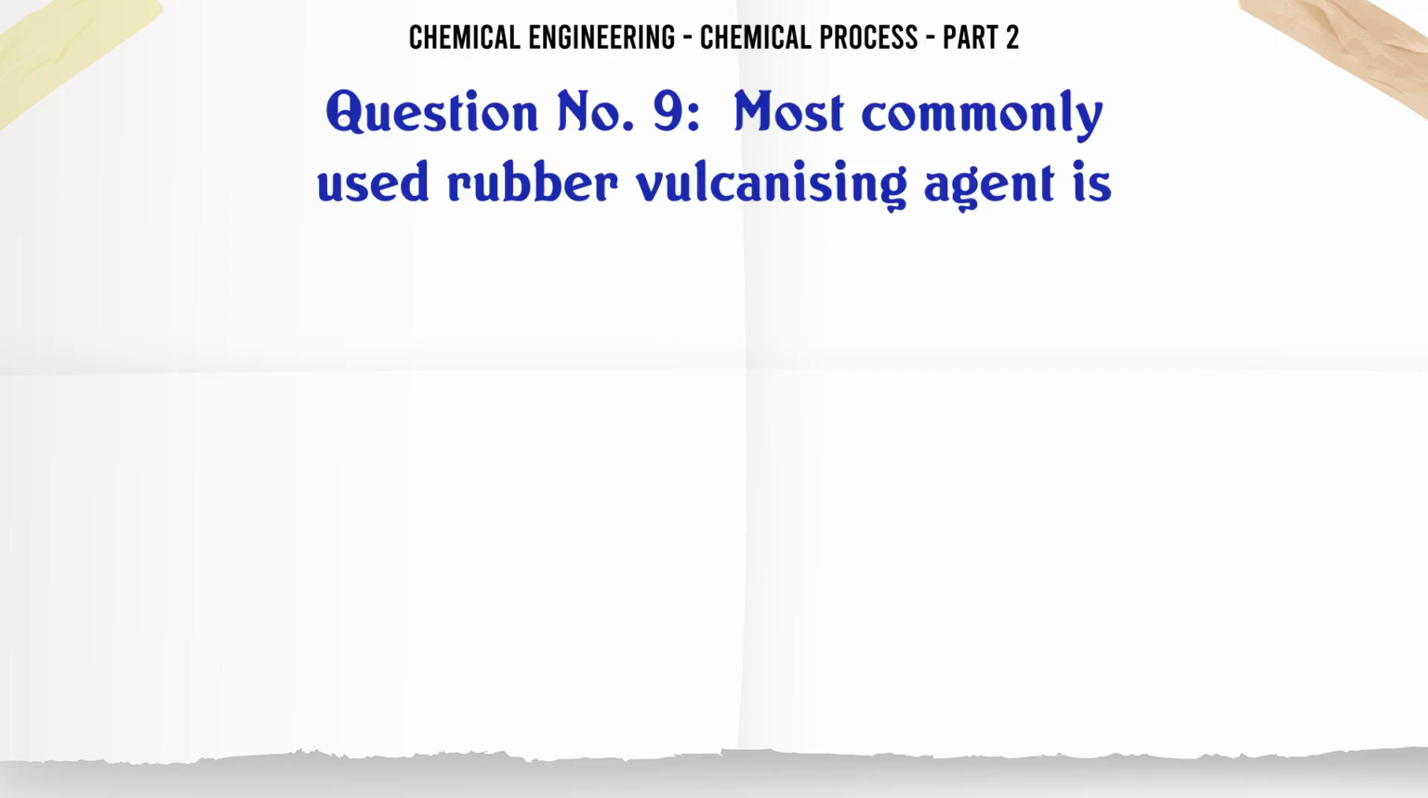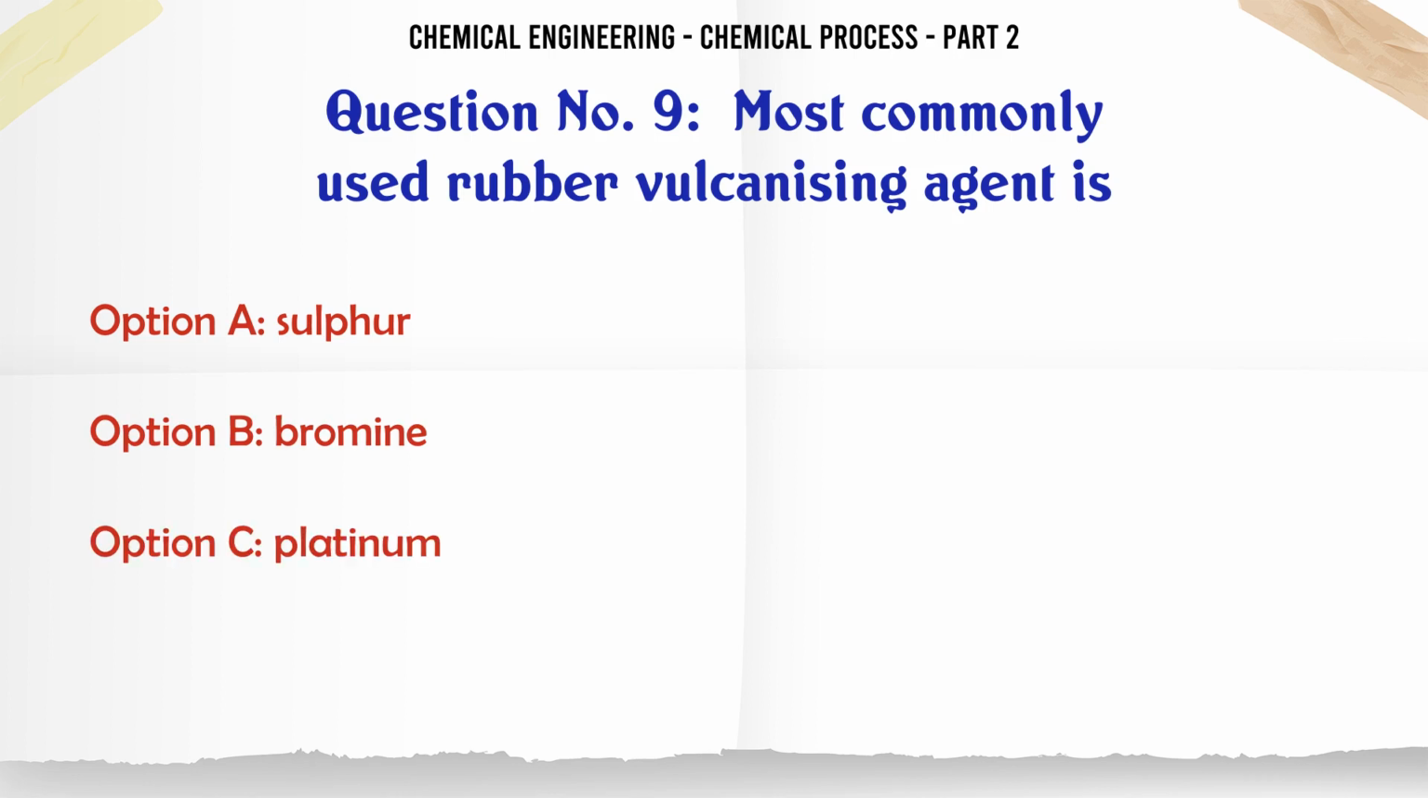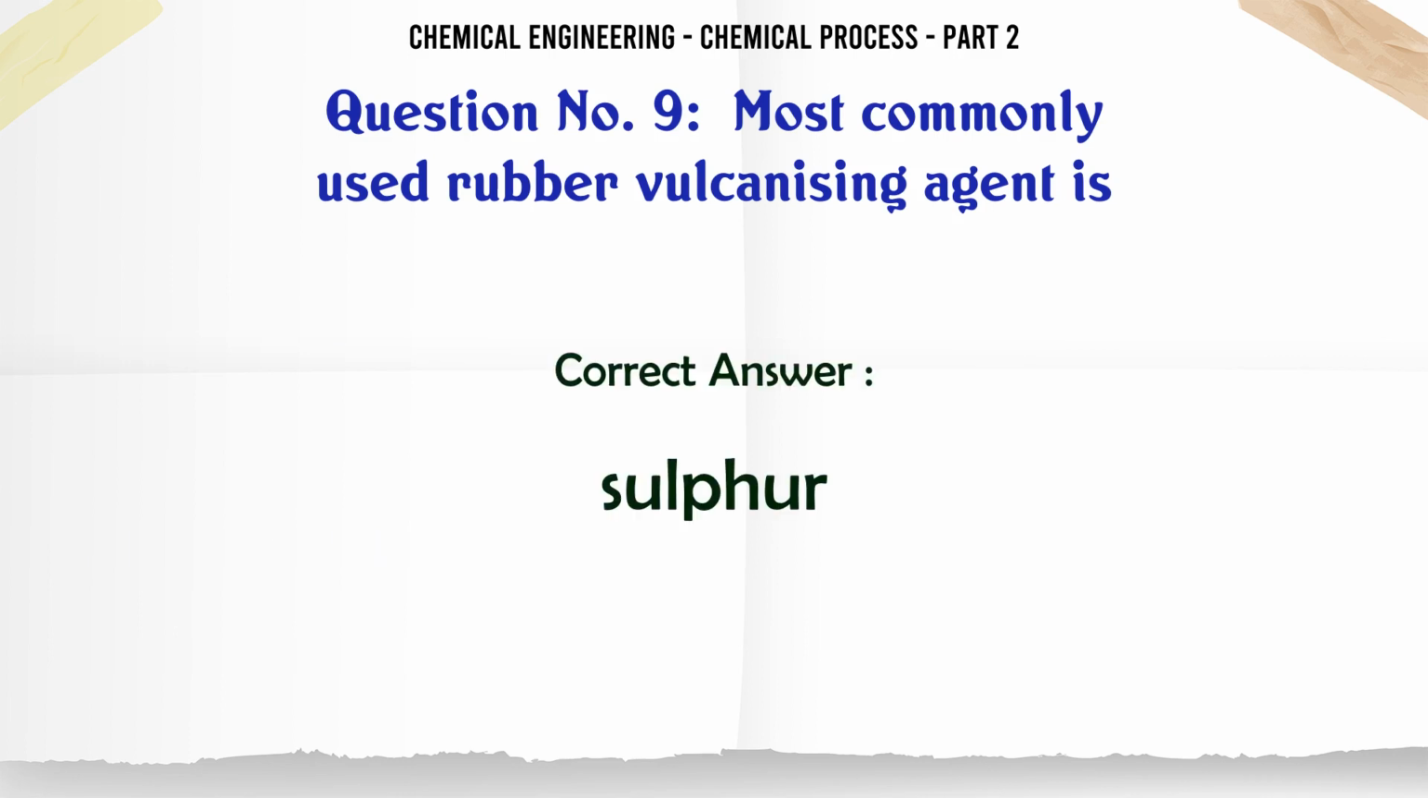Most commonly used rubber vulcanizing agent is A. Sulfur, B. Bromine, C. Platinum, D. Alumina. The correct answer is sulfur.